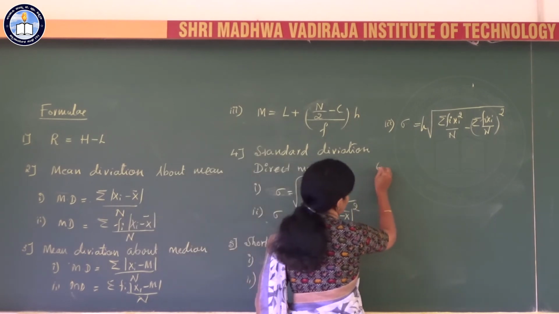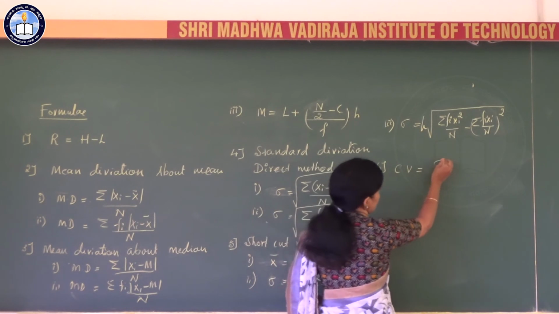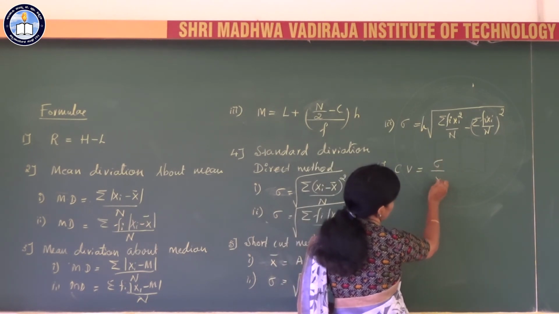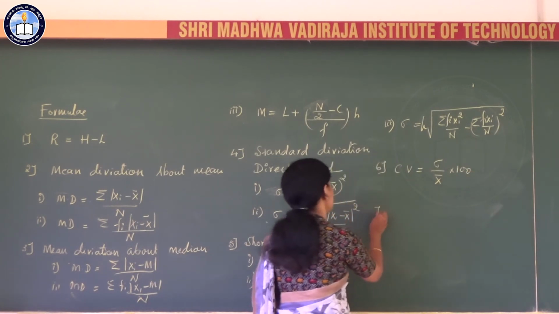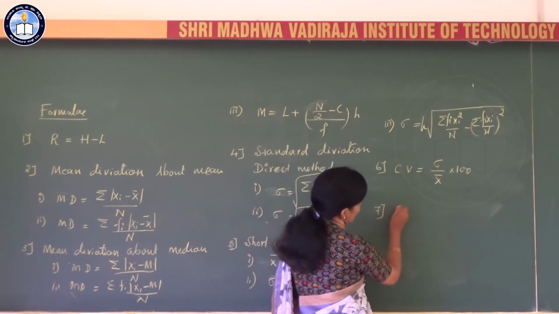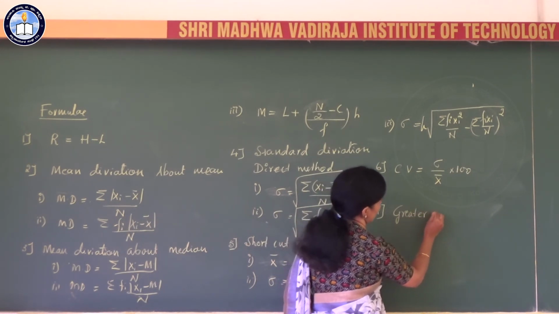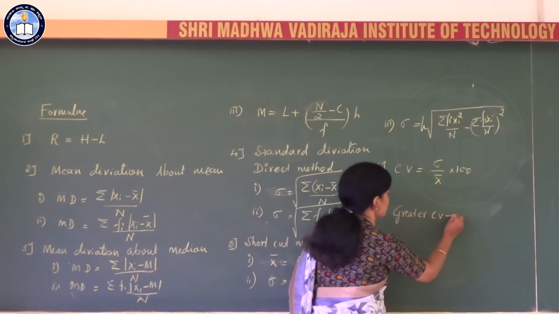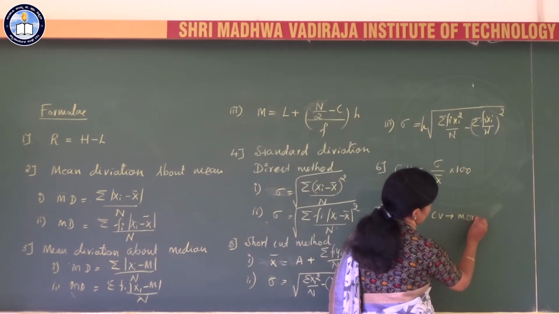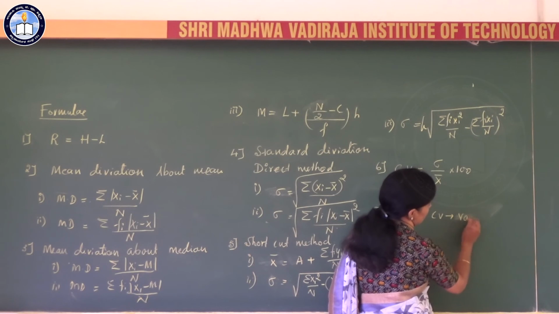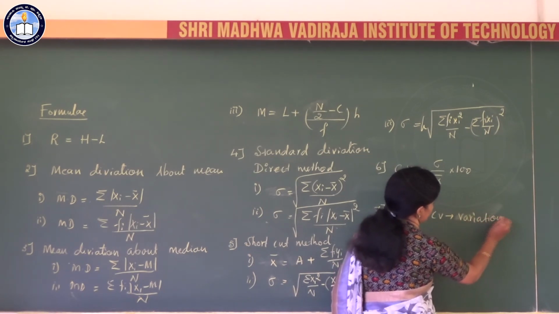So let me list out the last important concept, that is CV is equal to standard deviation divided by mean into 100. And 2 points you must remember: greater CV. So greater is the value of CV, and more is the variation. Variation is more here.